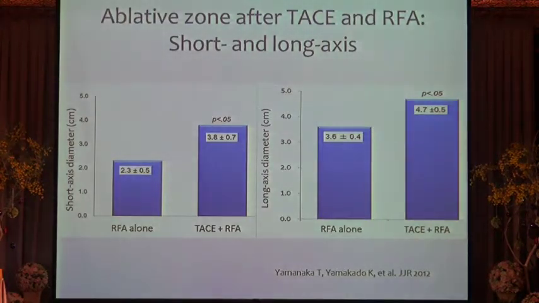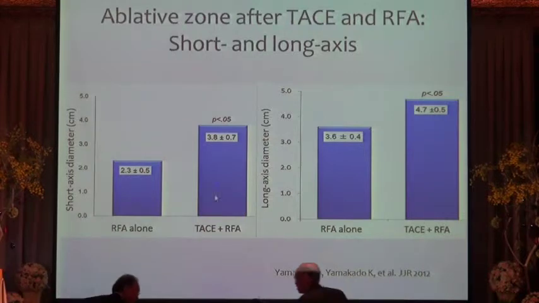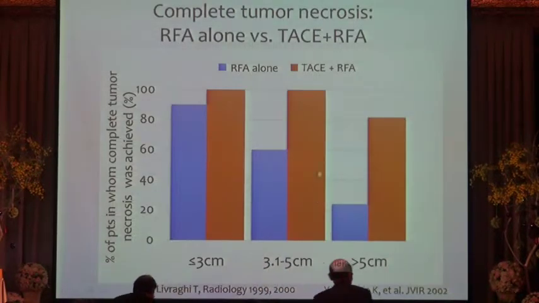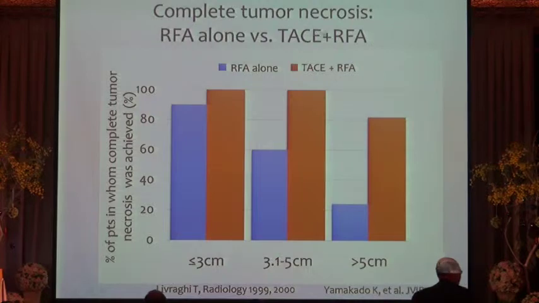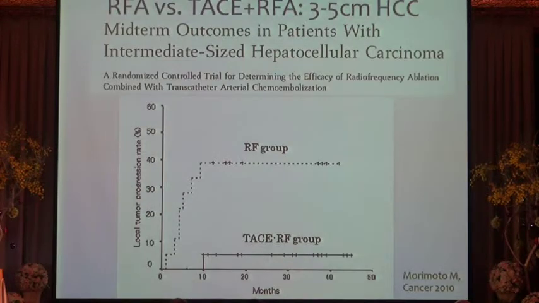These are results. Ablative zone size was expanded after the combination therapy than RF ablation alone in both the short axis and long axis. And this slide shows the complete tumor necrosis rate after RF ablation alone, blue bar, and after the combination therapy, orange bar. And you can see that we can get complete tumor necrosis when the tumor size is 5 centimeters or smaller. This is data from Yokohama City University.